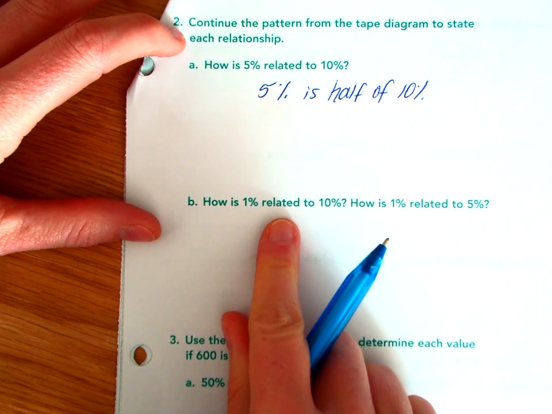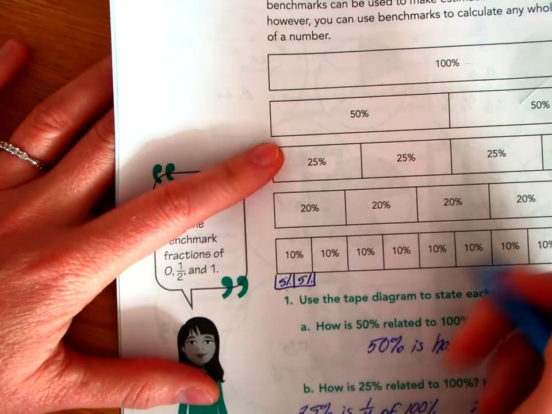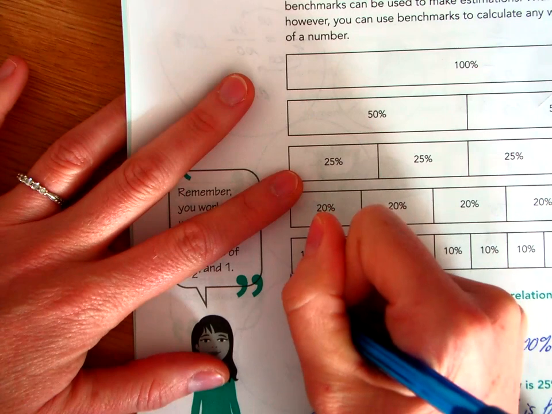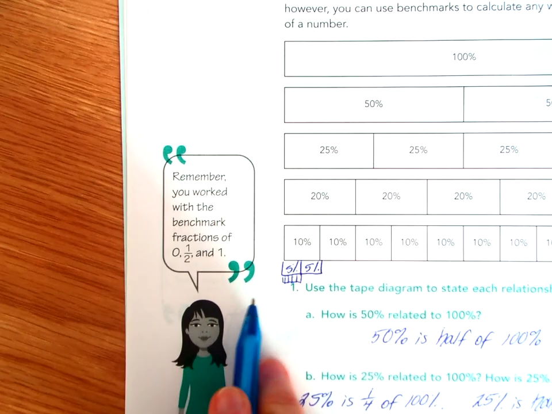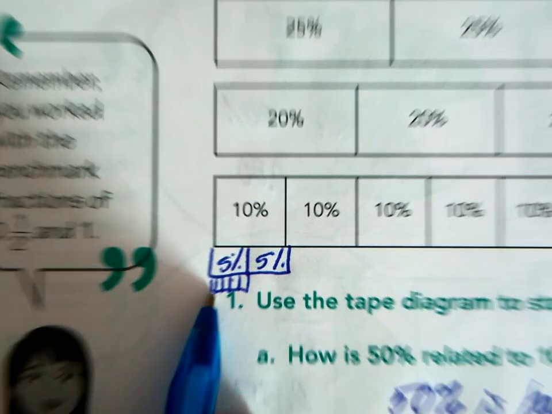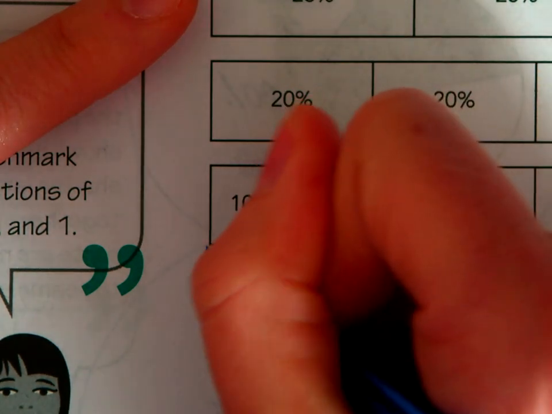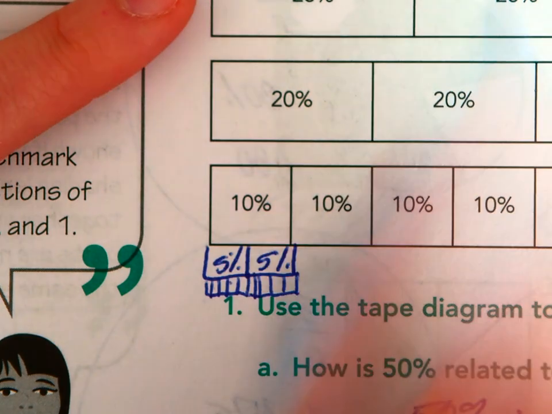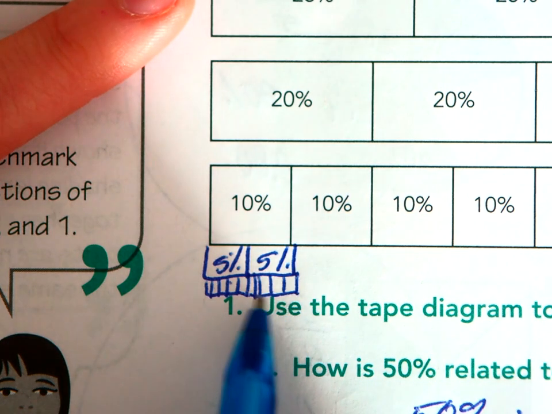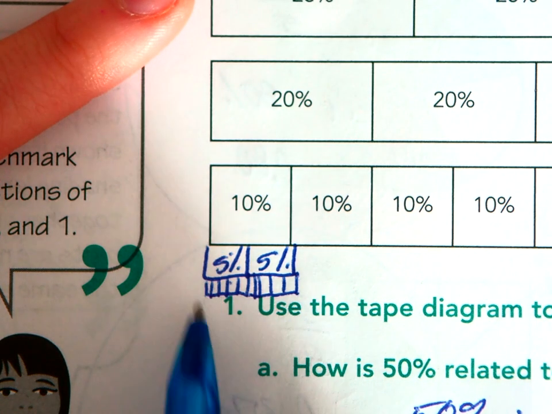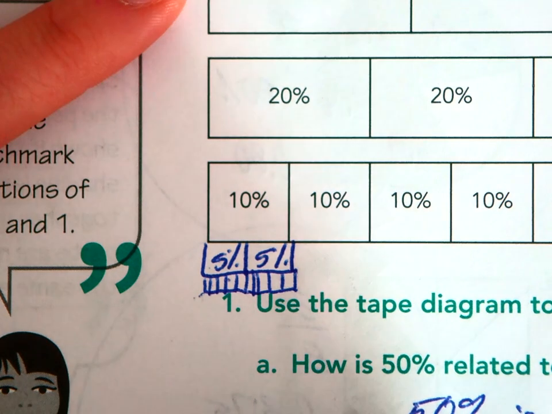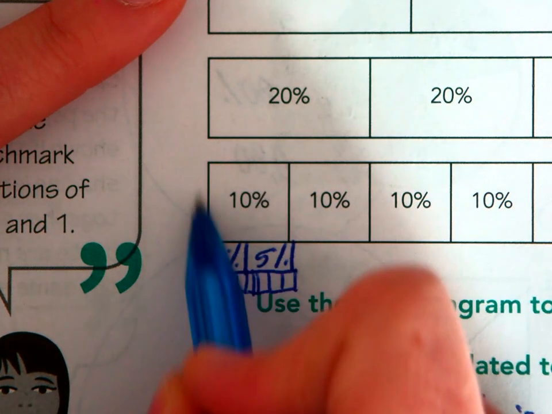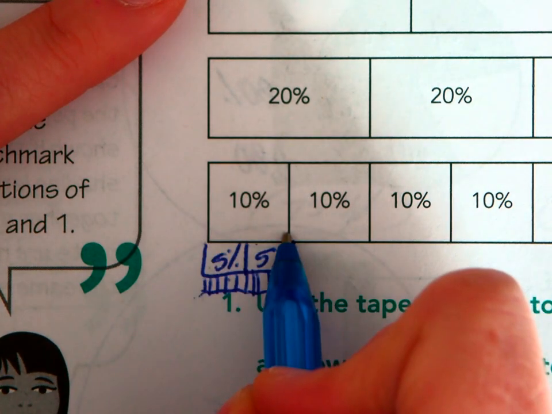How is 1% related to 10%? Well, I don't know if I can fit it, but I'm going to try comparing it to these tiny little guys that are not drawn to scale. Each one of those is representing 1%. What relationship does one of these have to this? One of these is worth 1/5 of this, or one of these is worth 1/10 of the big thing, the 10%.